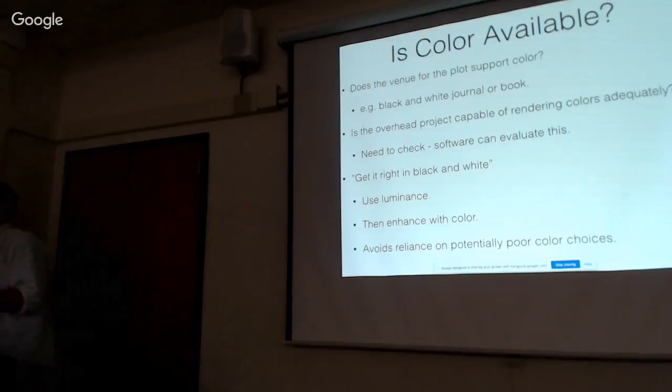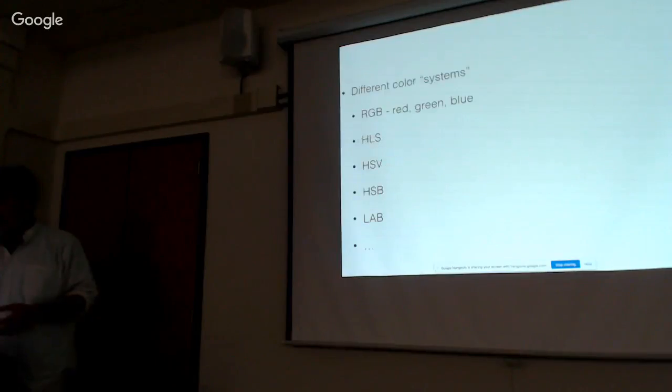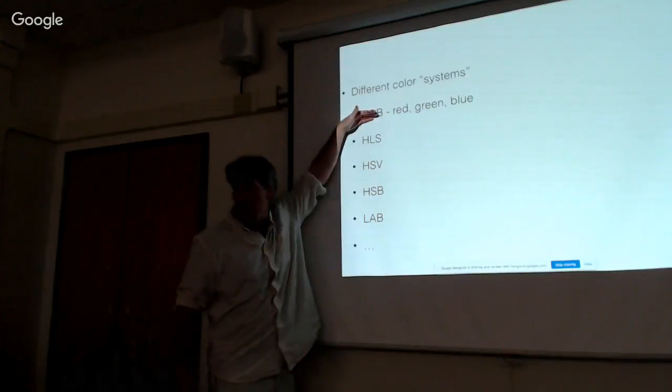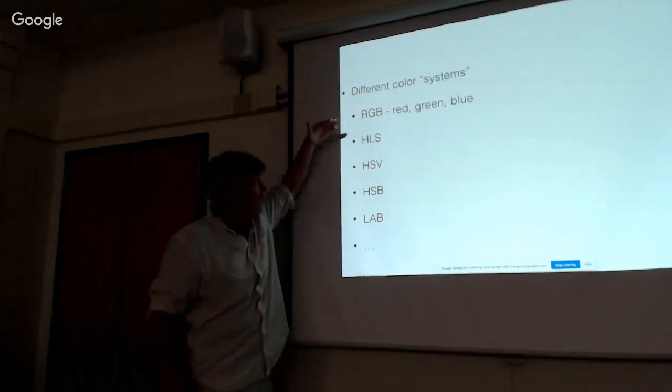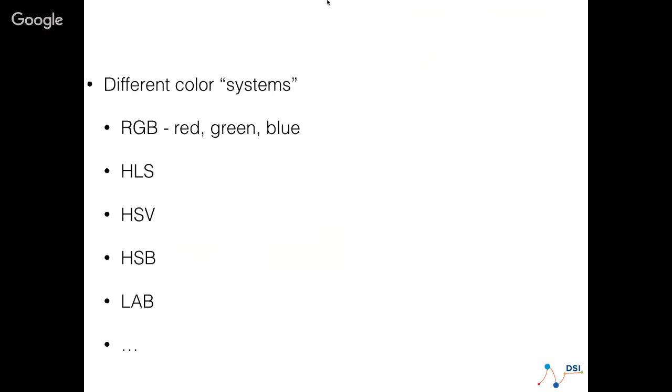So people have created numerous different color schemes. This is the one everyone knows and hates, but everyone's familiar with it, so we may use it. But then there's hue, luminance, and saturation, which are the three components in the actual eye. These are the important things. But even this system doesn't actually work, because it doesn't get the luminance correctly as we actually perceive it.